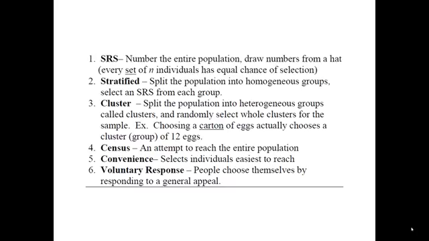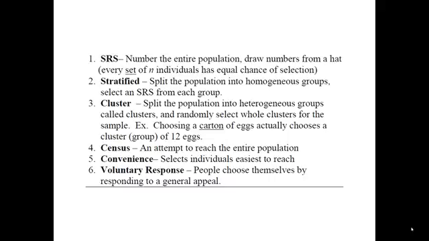Sampling techniques. Number 1, SRS. Number the entire population. Draw numbers from a hat. Every set of n individuals has an equal chance of selection. 2. Stratified. Split the population into homogeneous groups. Select an SRS from each group. 3. Cluster. Split the population into heterogeneous groups called clusters and randomly select whole clusters for the sample. For example, choosing a carton of eggs actually chooses a cluster or group of 12 eggs.